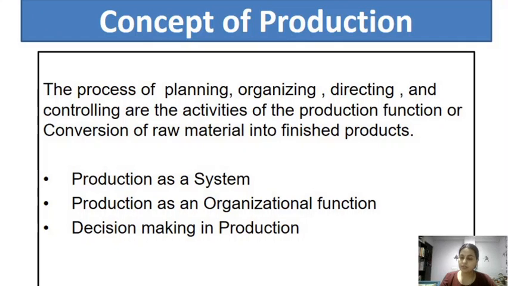What is production as a system? The system where there is an input and output. So there is an input of raw material and output of finished products in production. So it works as a system.